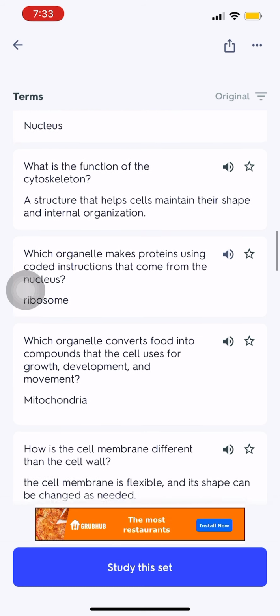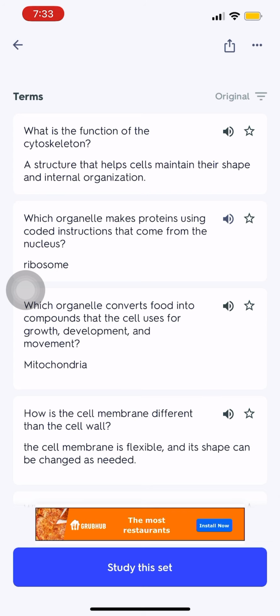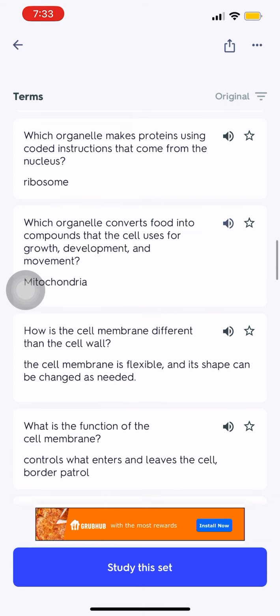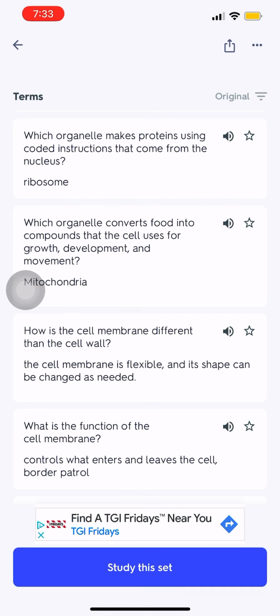Which organelle makes proteins using coded instructions that come from the nucleus? Ribosome. Which organelle converts food into compounds that the cell uses for growth, development, and movement? Mitochondria.